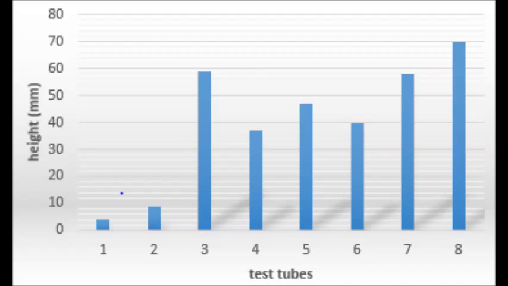For our results, we obtained different heights of precipitate in millimeters. In test tube 1, we obtained 4 millimeters, test tube 2, 9 millimeters, test tube 3, 59 millimeters, test tube 4, 37 millimeters, test tube 5, 47 millimeters, test tube 6, 40 millimeters, test tube 7, 58 millimeters, and test tube 8, 70 millimeters.